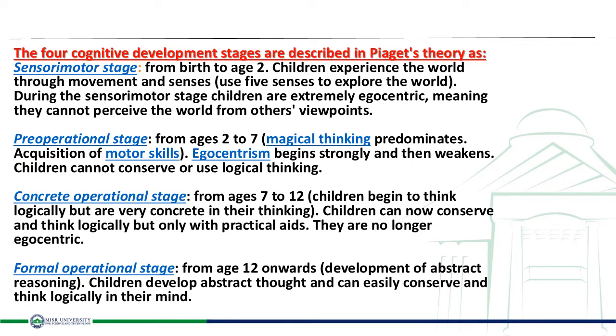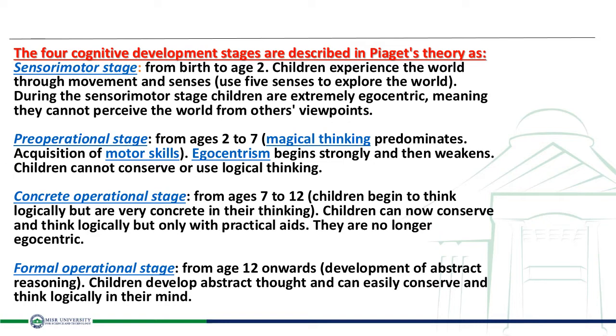The concrete operational stage is from age 7 to 12, and it is characterized by logical thinking. Children can think logically, but in a very concrete way. What is the meaning of concrete thinking? Concrete thinking is the opposite of abstract thinking. If you depend on your senses, it is concrete thinking. But if you depend on mentality, it is abstract thinking.